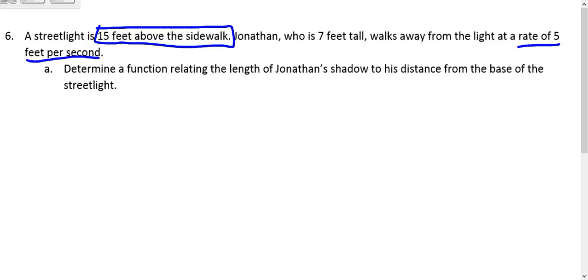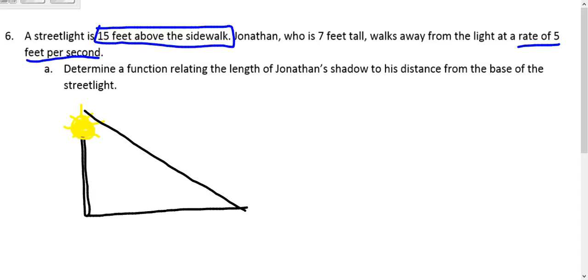So let's draw our lamp post. We'll make it all pretty. There's our light. Okay, beautiful lamp, I know. So our lamp post is there. Jonathan, this makes a triangle with the ground. Jonathan, here's his little head and arms and feet. Yes, I know, he's great.